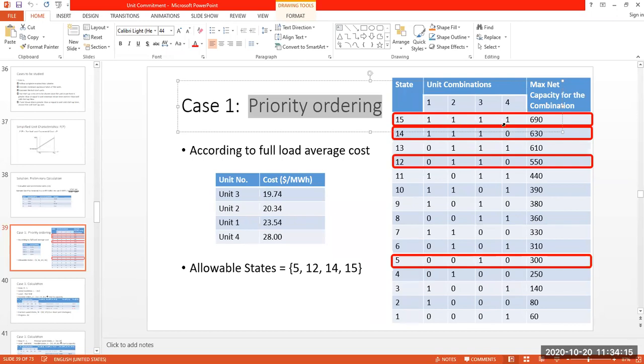When you come down in the reverse manner, if you turn off anything, if you want to reduce anything, you reduce unit number 4, then you reduce unit number 1, then you reduce unit number 2. You get the point? Priority. You can't choose anything in between. So that's why these 4 are highlighted only.